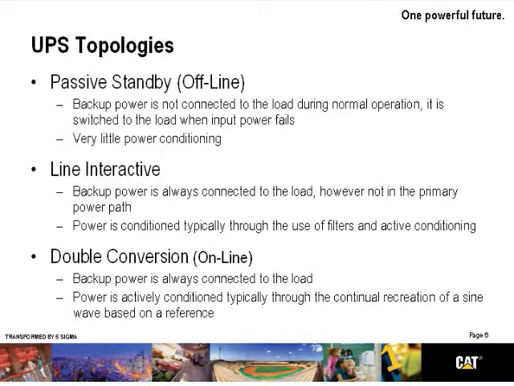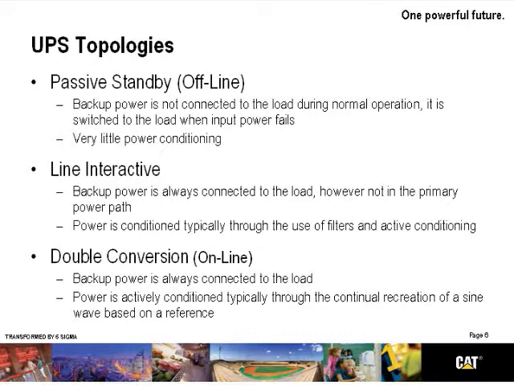Passive standby or offline UPSs, the backup power is not connected to the load during normal operation. It is switched to the load when the input power fails, and there's very little power conditioning going on. Typically, you don't see this kind of UPS used in data centers where there's a lot of sensitive equipment being operated. Line interactive UPSs, I call them somewhat of a hybrid UPS because they are connected to the load at all times. The backup power is always connected to the load. The inverters are always connected to the output, however, just not in the primary path. So as different anomalies, power outages, different power conditions present themselves, the UPS is able to adapt and react.